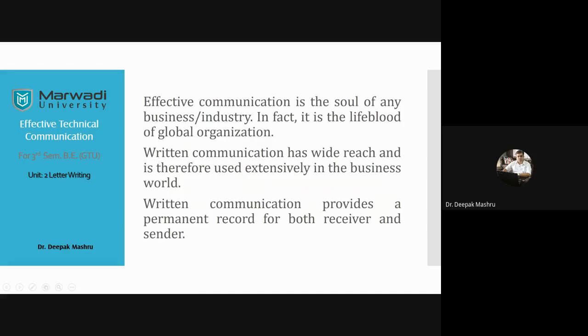Now we'll move to the written communication. Specifically, we'll talk about letter writing in this session. Effective communication is the soul of any business or industry. That is very important.